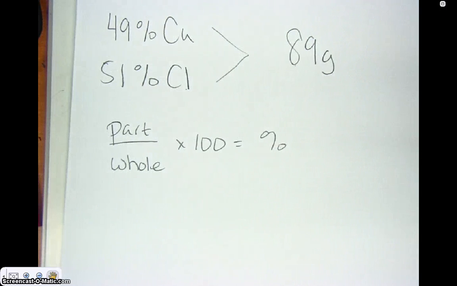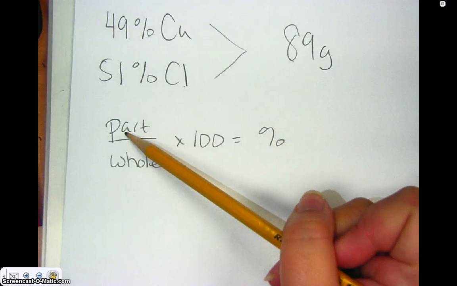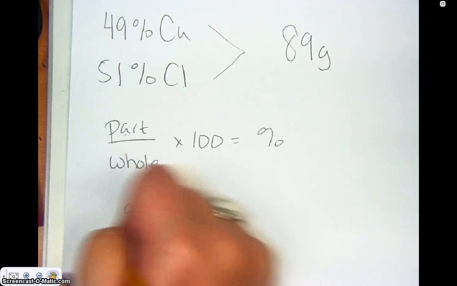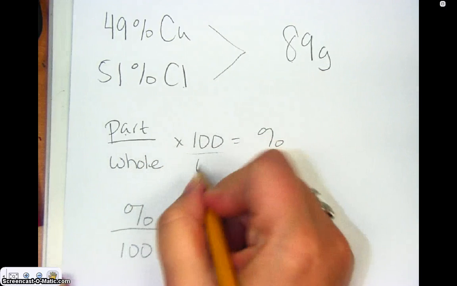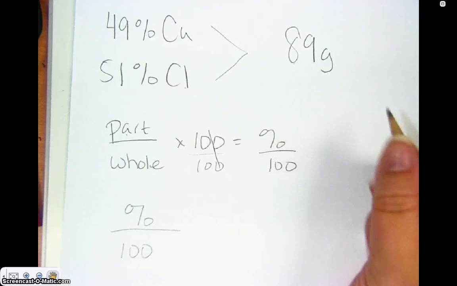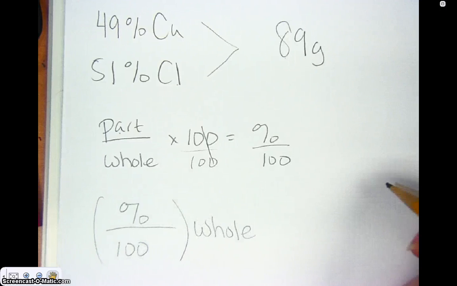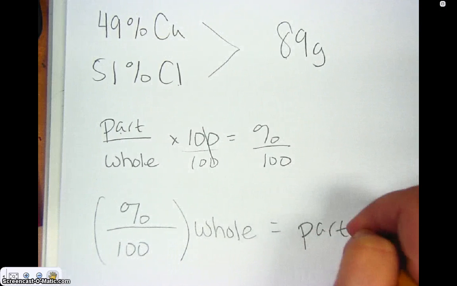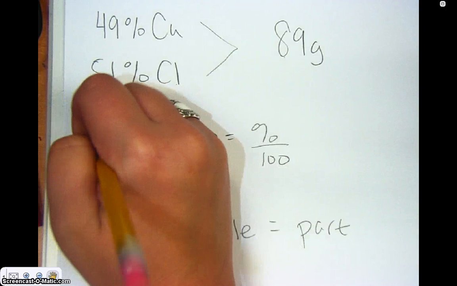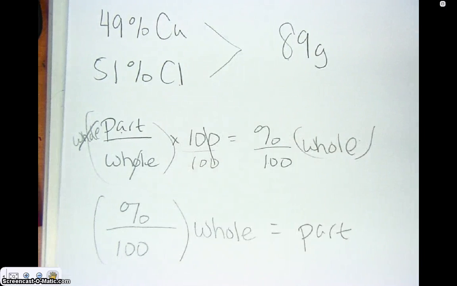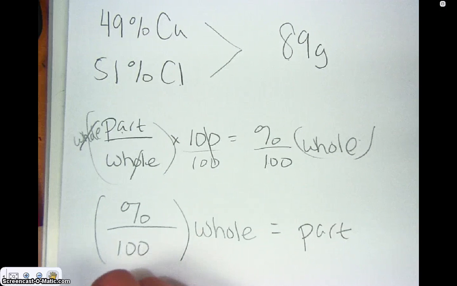So in this case, what I actually want to do is solve for the part. Algebraically, I'm going to take the percentage that I have and divide it by 100, so I've divided by 100 on both sides. Then I'm going to multiply by the whole value, and that will give me the part. I've multiplied by the whole here, and it cancels, and that's how I get this equation here. So I'm going to take 49% divided by 100 and multiply it by 89 grams.